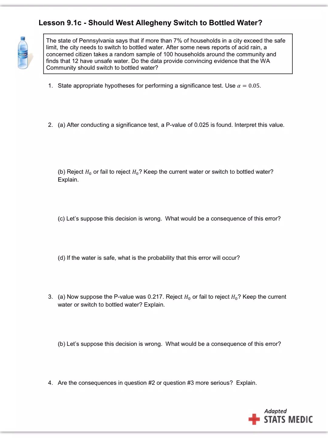On this one, the state of Pennsylvania says that if more than 7% of households in a city exceed the safe limit of whatever's in the water, the city needs to switch to bottled water. After some news reports of acid rain, the concerned citizen takes a random sample of 100 households around the community, finds that 12 have unsafe water. Do the data provide convincing evidence that this Pennsylvania community should switch to bottled water?